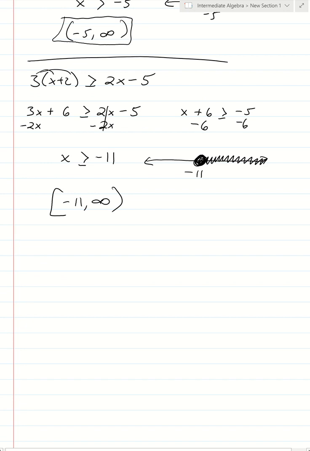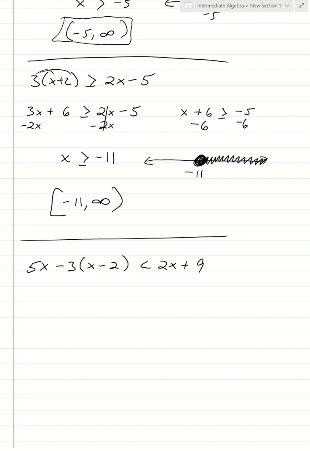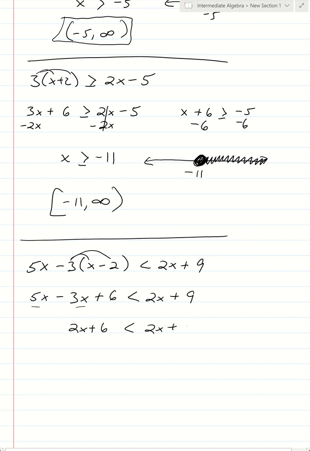For example, let's say we have 5x minus 3 times x minus 2 is going to be less than 2x plus 9. Once again, now let's go and solve this. I start with step 1. I will have to distribute my negative 3. That would give me a 5x minus 3x plus 6 is less than 2x plus 9. I'm not done with step 1 because I do want to combine like terms. 5x minus the 3x is 2x plus 6 is less than 2x plus 9.